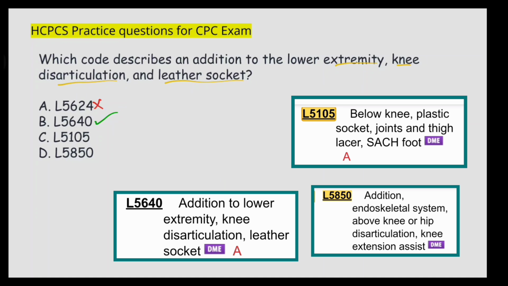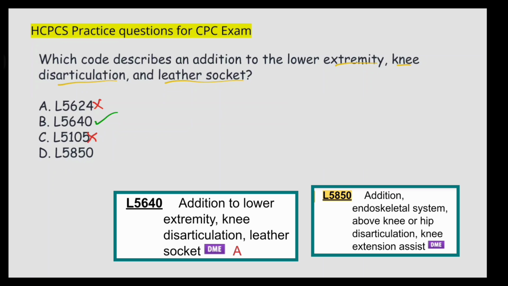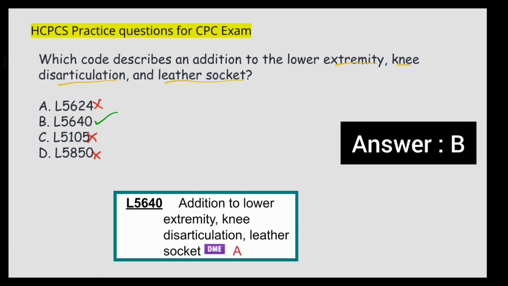And we'll eliminate option C, L5105, because that is for below knee plastic socket joints and thigh lacer. That is wrong. And option D, L5850, is for addition endoskeletal system above knee or hip disarticulation knee extension assist. But here they have mentioned addition to lower extremity knee disarticulation. We have to code for knee disarticulation and leather socket. So we'll eliminate option D.